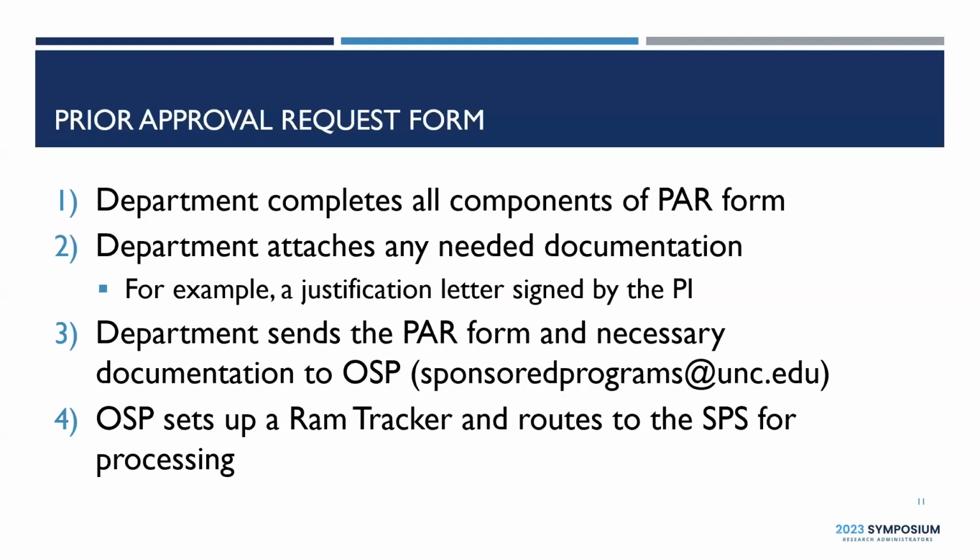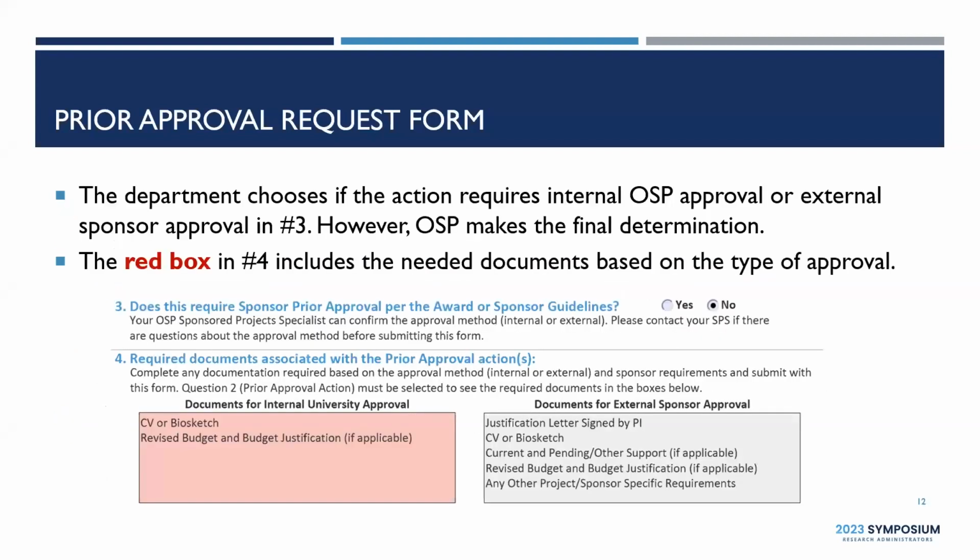This is just the process. The department completes all components of the form. Any documentation, please send it with the form. And then this might be a change, but try to send it to the OSP front desk, sponsored programs at UNC. That way the OSP front desk can set up a RAM tracker and assign it to the sponsored project specialist, and it won't get lost in the email, like if someone's out of town or anything like that.